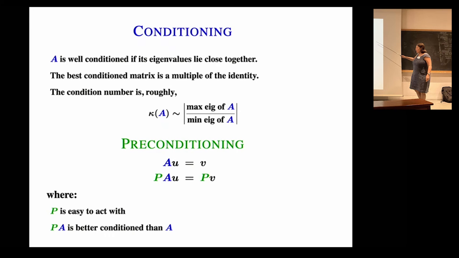And the best way to understand what you want of PA is to look at the two extreme cases. P could be the identity, in which case it's easy to act with. That's nice, that's what you want, but it doesn't accomplish anything. Or PA could be well-conditioned. I mean, P could be the inverse of A, right? So that's the other extreme case. But of course, you have to get it. So you have these two things. You want P to be easy to act with, and you want PA to be better conditioned. So you want it to be somewhere between.